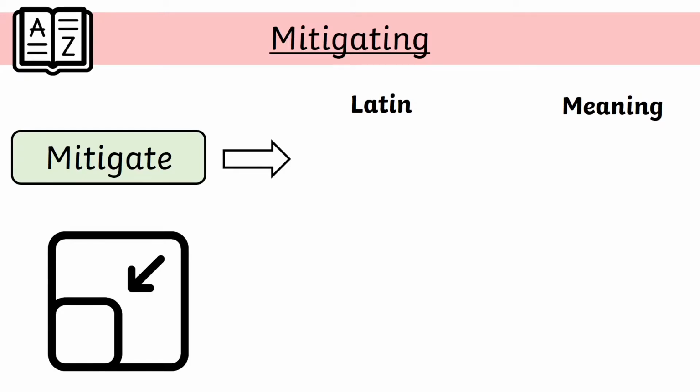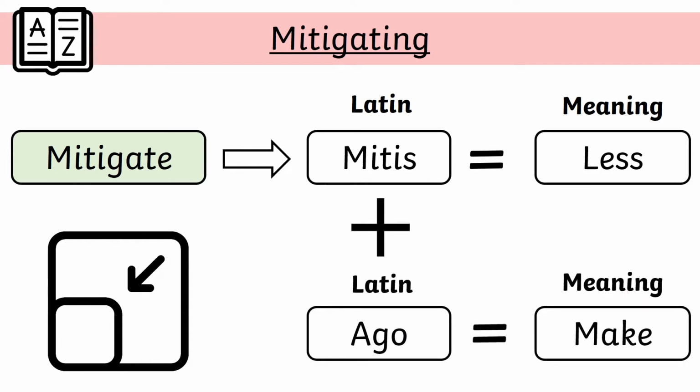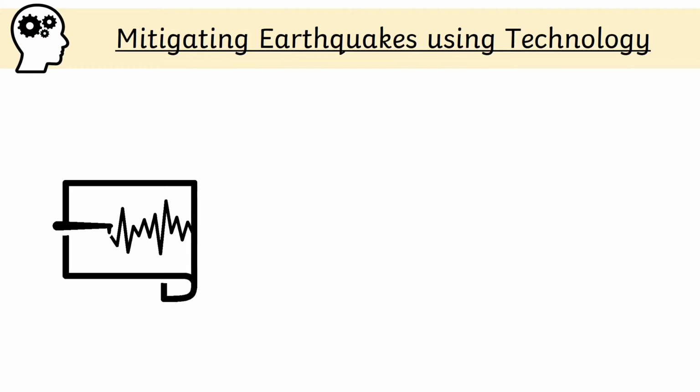As this lesson focuses on mitigation technologies, we need to first understand what is meant by the word mitigate, mitigating, or mitigation. Mitigate comes from the Latin word mitis, meaning less, and ago, meaning make. In other words, mitigate is to make something less. In the case of tectonic hazards such as earthquakes and volcanoes, mitigate means to make the impact of these less, such as lowering the potential death toll. We are going to examine mitigating the impacts of earthquakes first.